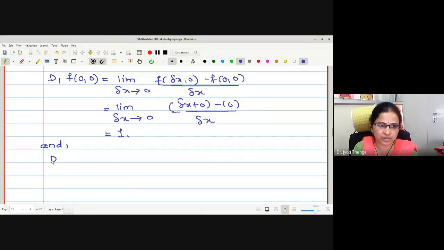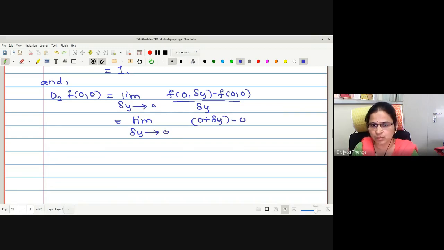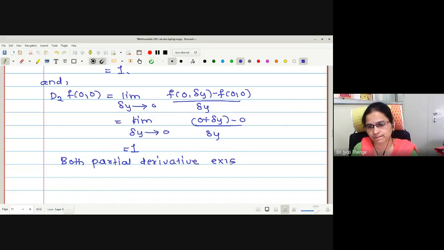And similarly, let us find d2f of 0, 0. What is d2f of 0, 0? Limit delta y tends to 0 of f of 0 comma delta y minus f of 0, 0 divided by delta y. This is limit delta y tends to 0 of 0 plus delta y minus 0 divided by delta y, which is equal to 1. Here one can say that both partial derivatives exist.